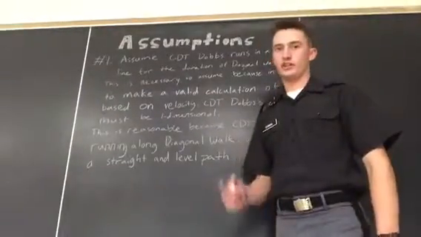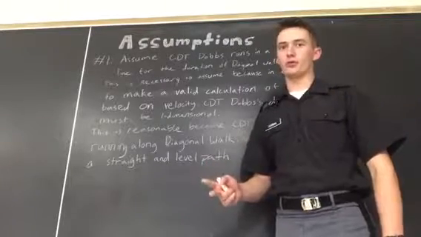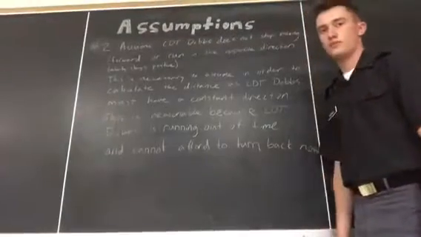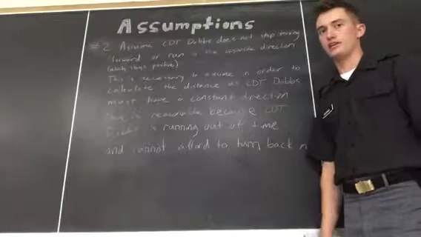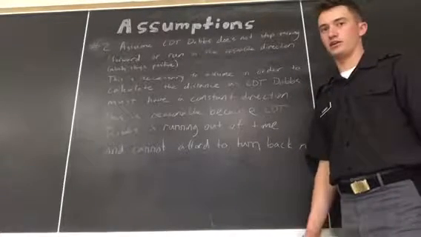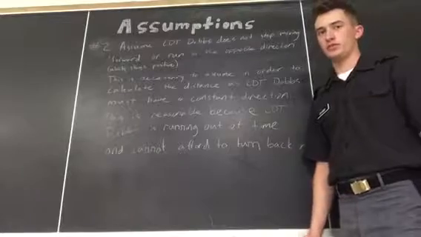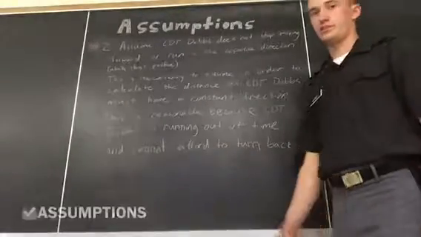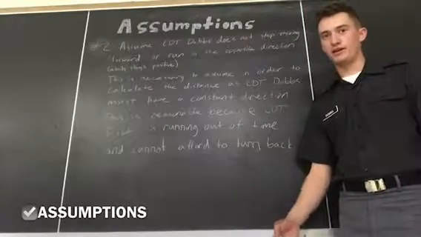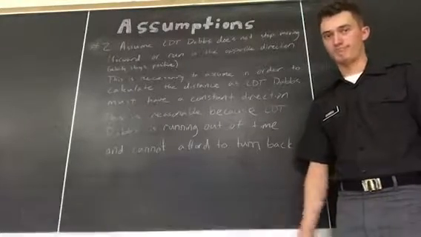This is a reasonable assumption to make because Cadet Dobbs is running across diagonal walk, which is a straight, level surface. There's a second major assumption that we need to make in order for our mathematical model to be valid. We must also assume that Cadet Dobbs does not stop running forward and does not run in the opposite direction. This is necessary as Cadet Dobbs must be able to produce a positive velocity for our function to be valid and must have a constant direction. This is reasonable because Cadet Dobbs is running out of time and cannot afford to turn back now.